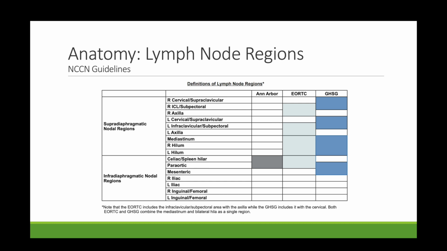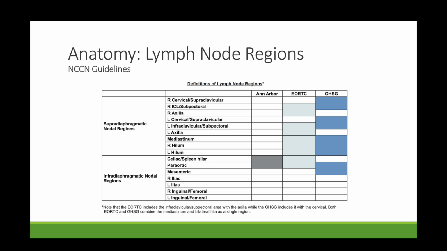But for the purposes of the boards, it's probably good to memorize one system of doing it. And I think supradiaphragmatic is probably the most important part to memorize. And remember that infraclav is a differentiator between the three groups. So Ann Arbor keeps it separate, EORTC groups it with the axilla, German groups it with the supraclav.